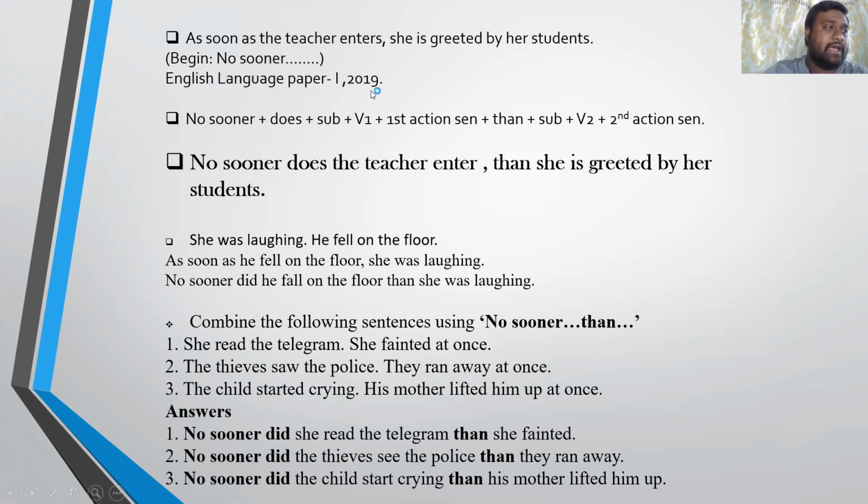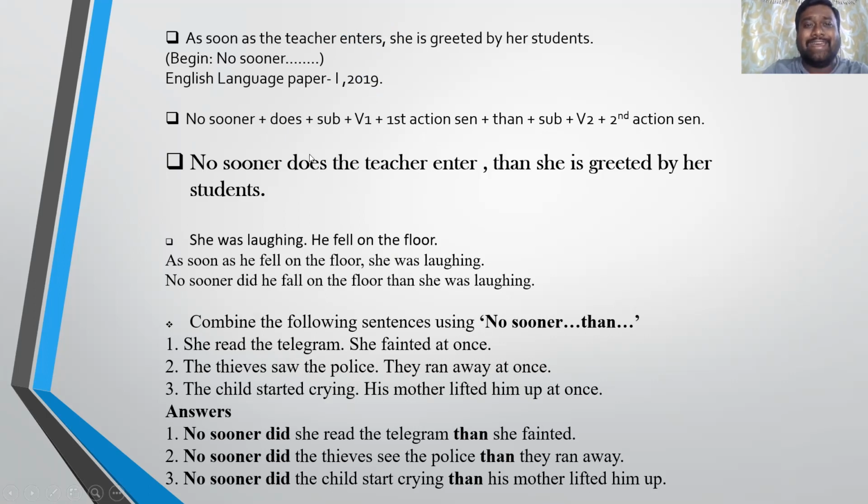Now you see the question here: as soon as the teacher enters. Now it is not in V1, it is not in V2, it is not in V3, it is in V5. Now it is in V5, guys. So the rule should be: no sooner plus does, plus the subject, plus the V1 form, plus the action sentence, plus, to join the sentence, than is needed, plus the subject, plus V2, plus the second action sentence. So the answer would be like this.